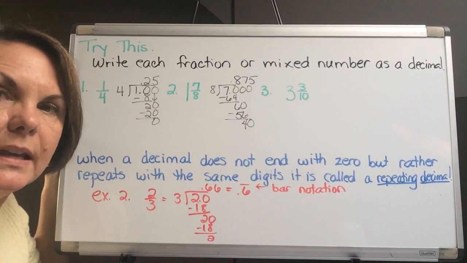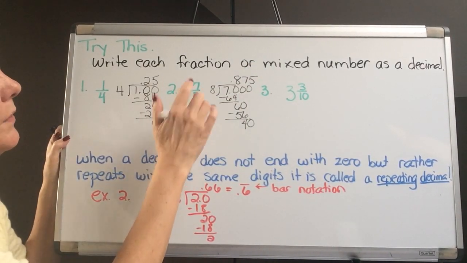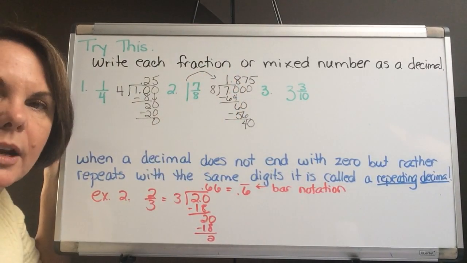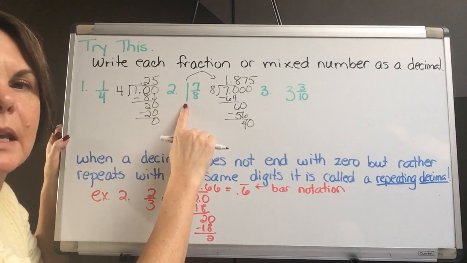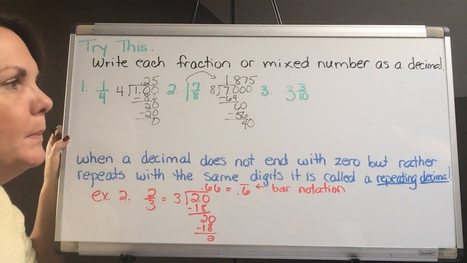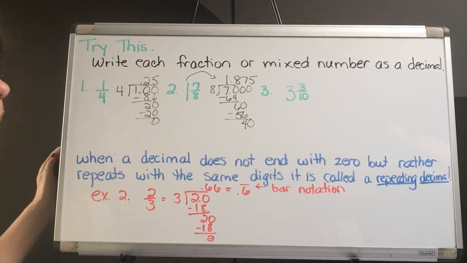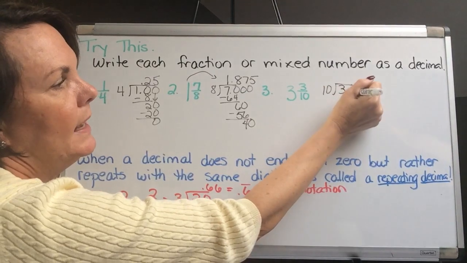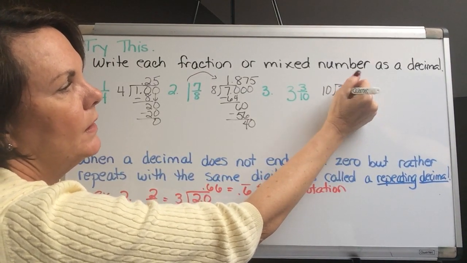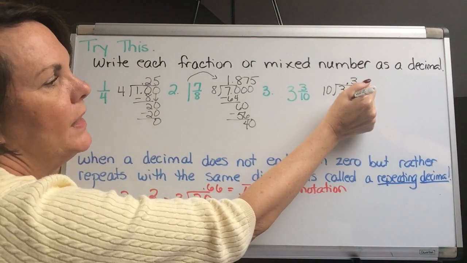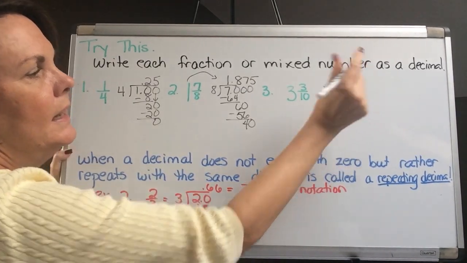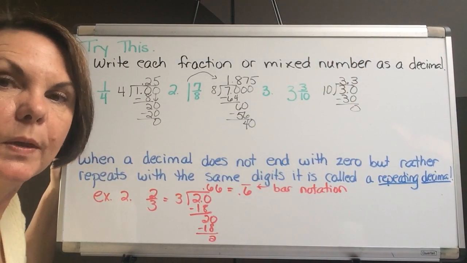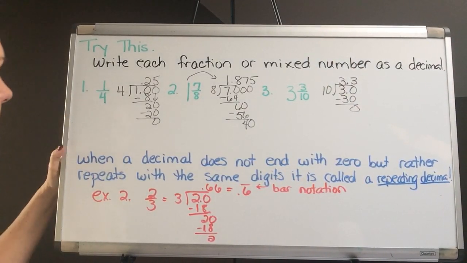However, my answer is not 875 thousandths. You have to bring over this 1. So my answer is 1 and 875 thousandths. This is a mixed number. This is a mixed decimal. The next one, 3 and 3/10. 3 is being divided by 10. Add a decimal point, bring it up and add a 0. 10 into 30 is 3, and that is 30. And again, it's a mixed number, therefore it becomes a mixed decimal. You bring the whole number over, 3 and 3/10.